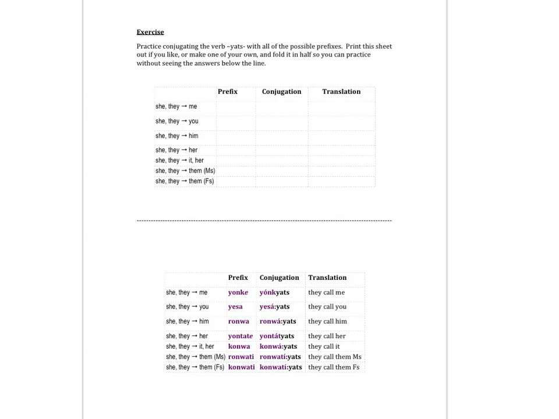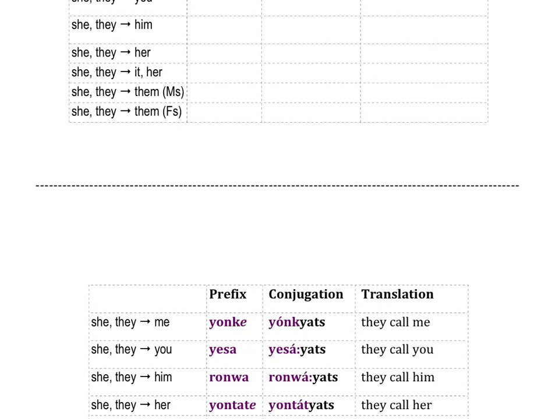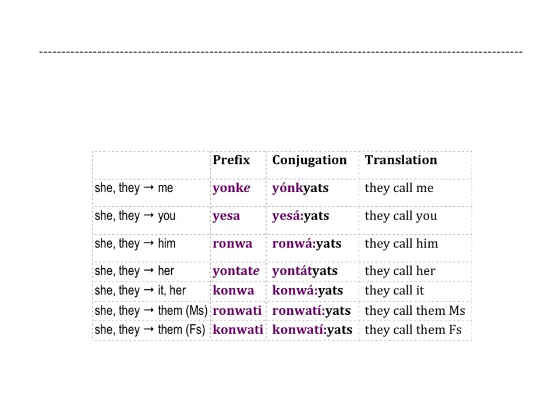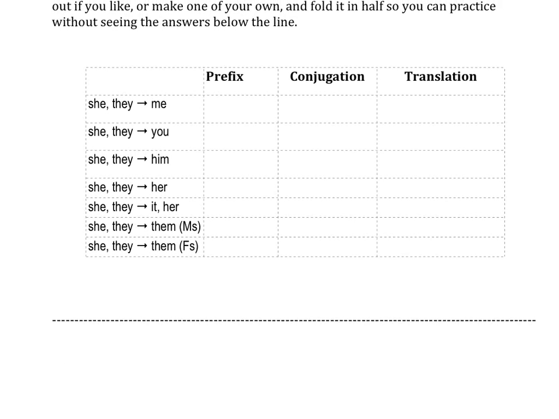So on Schoology, in the verb roots conjugated page, you'll find this sheet as an available download. You can print it out and practice using it as many times as you like. The top half is blank for you to test yourself and fill out the answers in the following fields: the prefix, the conjugation, and the translation. The answers are on the bottom half of the sheet, so you can fold the page in half and test yourself without looking at the answers and find out if you were correct, all on your own time.